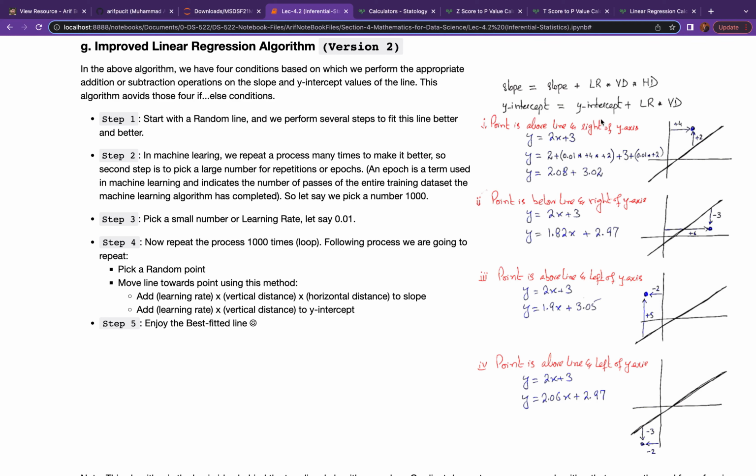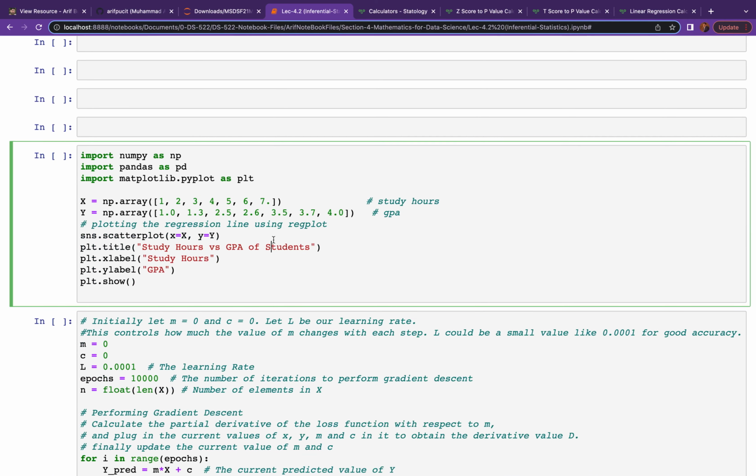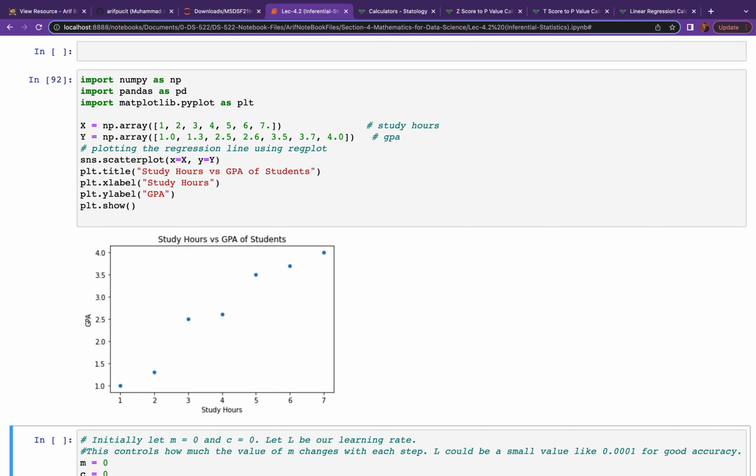My dear students, I have given sample images and their mathematical formulations. Please spend some time and do the math for clear understanding. And let me show you a piece of code that roughly uses this algorithm to fit a line. So this is X and Y. X contains the study hours and Y contains the GPA, and this is the scatter plot in which we want to fit the line.